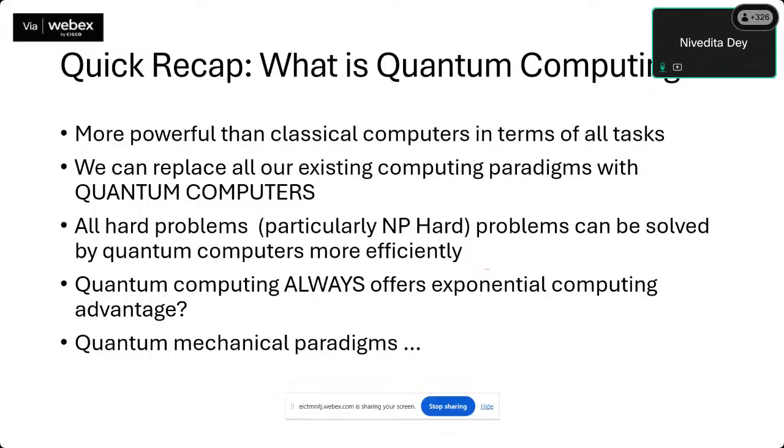If it is a sorting problem, we maybe do not actually need a quantum computer. If it is a structured or sorted data set, we actually do not need a quantum computer.